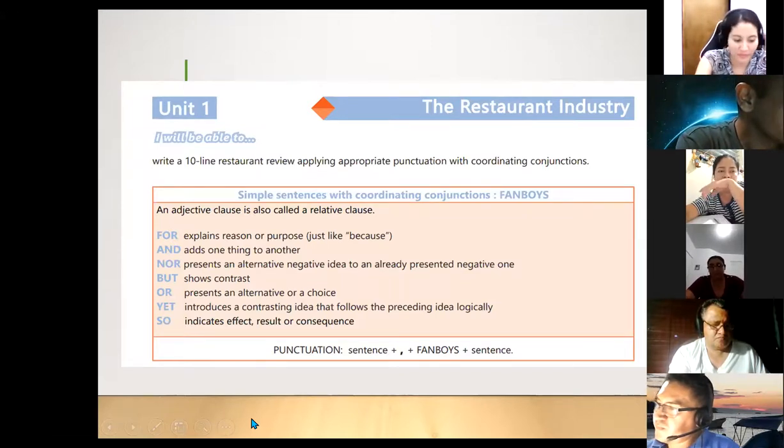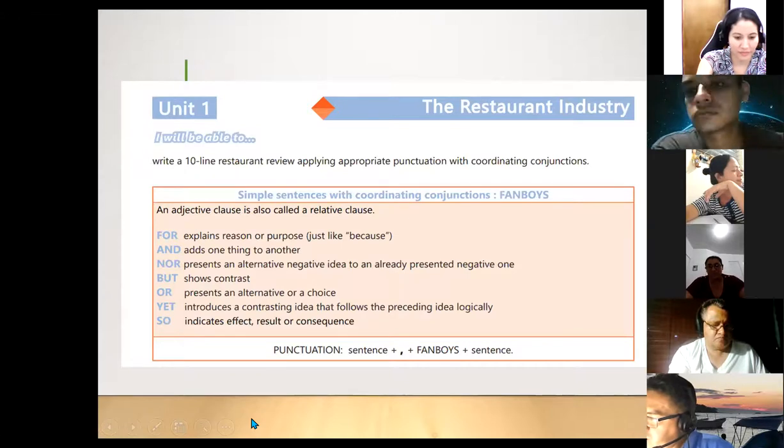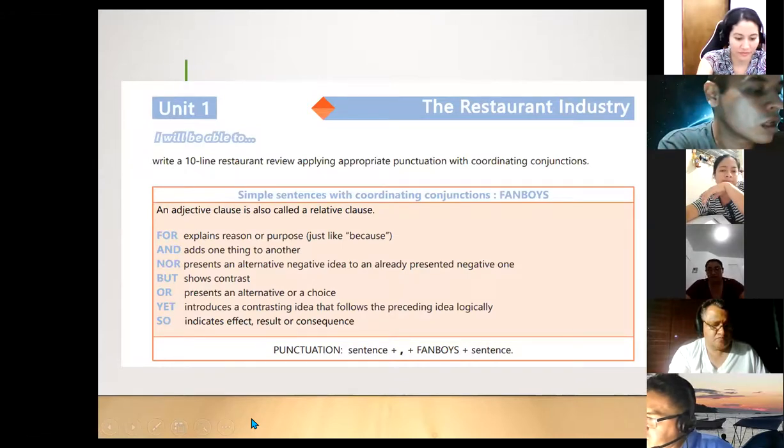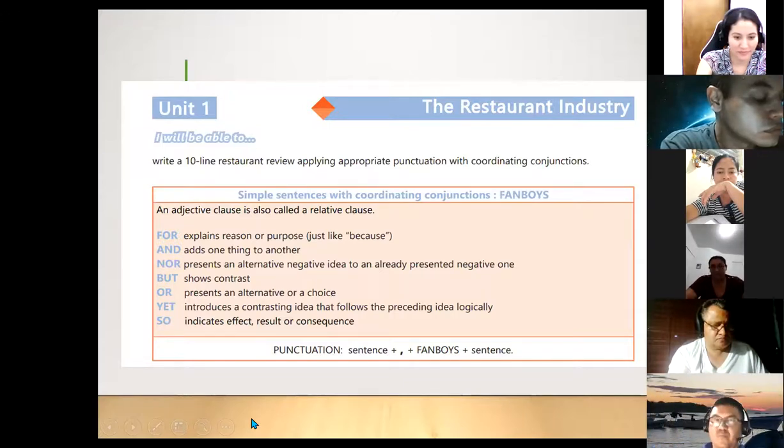So if you say for, it's a purpose. If you say but, it's a contrast. If you say nor, it's a negative alternative. If you say and, you are adding more. It's not enough, so you add more. Yet introduces contrasting ideas, right? In this case, you saw the example there.